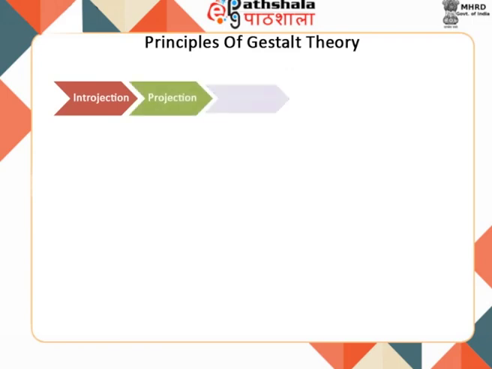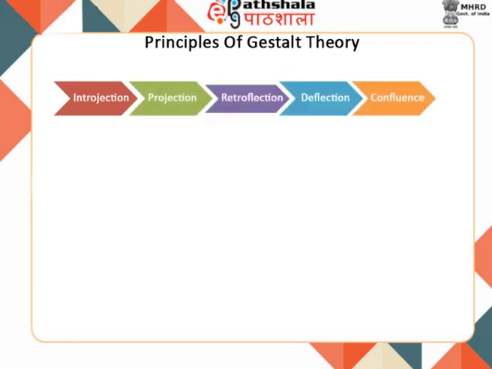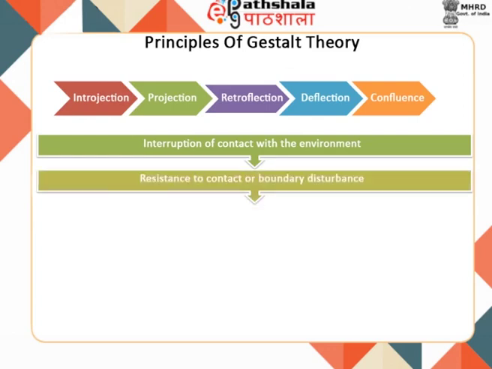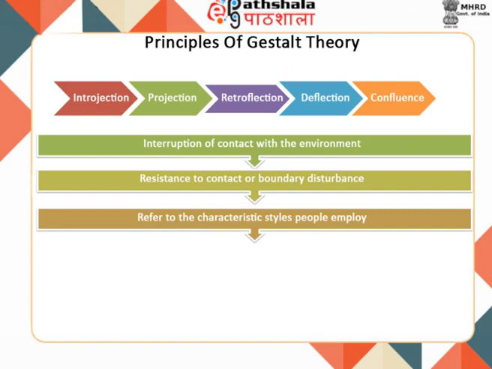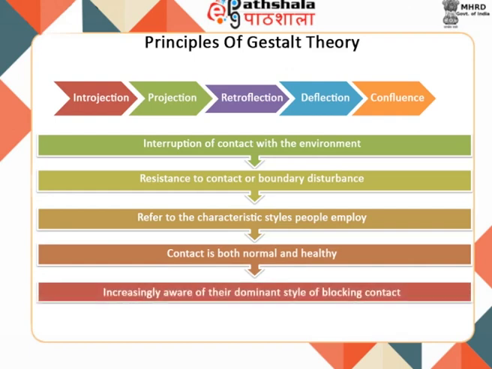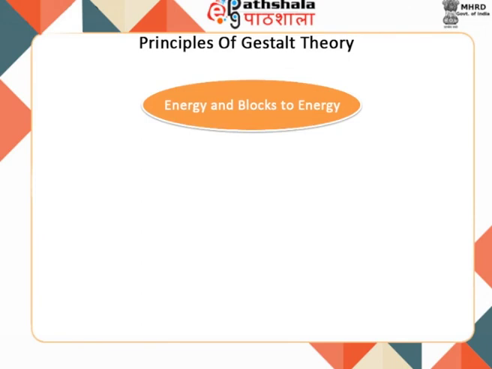Introjection, projection, retroflexion, deflection, and confluence represent styles of resisting contact. The concern of the Gestalt counselor is the interruption of contact with the environment when the individual is unaware of this process. Terms such as resistance to contact or boundary disturbance refer to the characteristic styles people employ in their attempts to control their environment. The premise in Gestalt counseling is that contact is both normal and healthy, and clients are encouraged to become increasingly aware of their dominant style of blocking contact, energy, and blocks to energy.